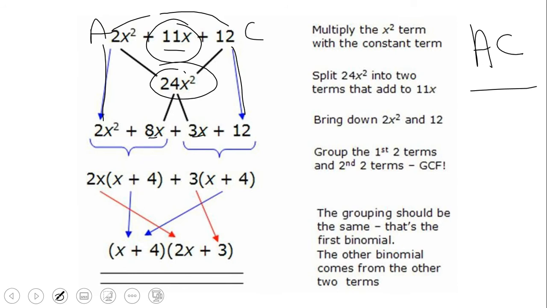Once you've done that, you're now going to use the grouping technique from the previous slide. So group the first 2 terms, take the GCF out. Group the second 2 terms, take the GCF out. Again, you should be getting that repeat factor of x plus 4. If you do, that's the first part of your answer, and whatever was left on the outside, that's the second part of your answer. I actually think this problem in particular really goes through the steps really, really nicely.